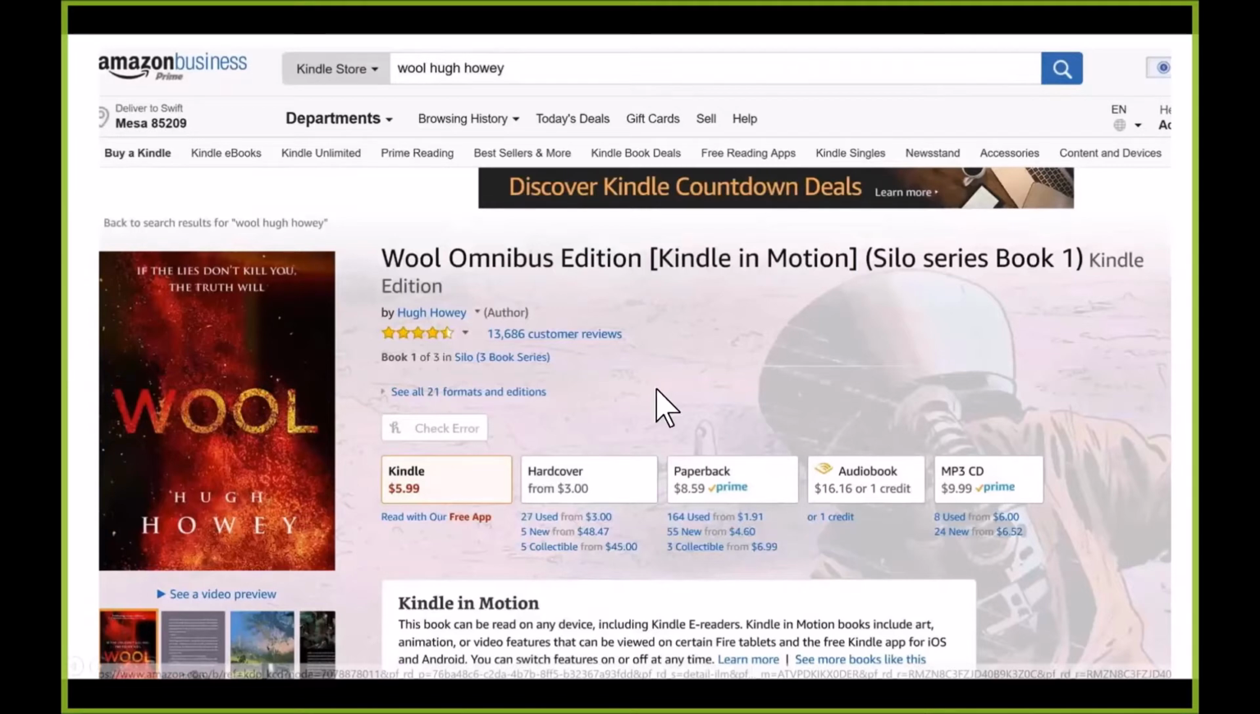This is a guy called Hugh Howey. He started doing these singles as a chapter. Now he has multiple versions. This is a compendium, omnibus edition, and it's Kindle in Motion now. They have on the e-readers, they'll have audio, illustrations, different things like that. And this gentleman, the poor guy, he's barely squeaking by, making $150,000 a month. So yeah, you can make a little bit of money doing this.